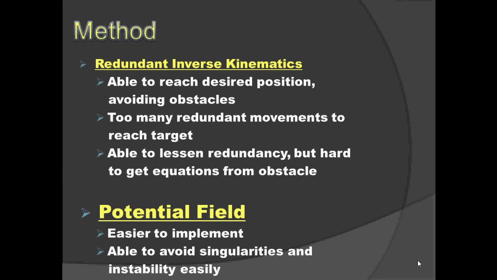One is redundant inverse kinematics. We're able to reach the desired position, avoiding obstacles with this method, but there are too many redundant movements, as we're going to show later on. And as for the potential field method, that's what we are using. It's easier to implement, and we're able to avoid singularities and instability easily.